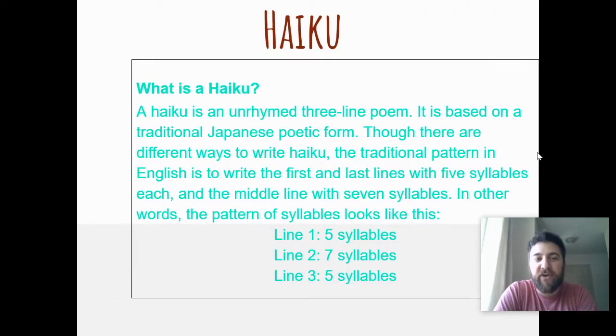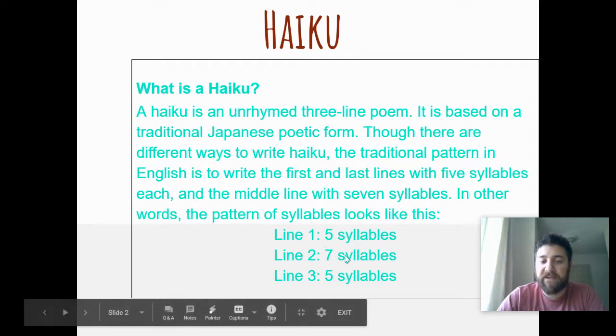So what is a haiku? A haiku is an unrhymed three-line poem. It's based on a traditional Japanese poetic form, though there are different ways to write haiku. The traditional pattern in English is to write the first and last lines with 5 syllables each, and the middle line has 7 syllables. In other words, the pattern of syllables looks like this.